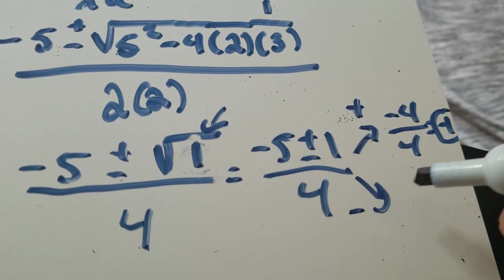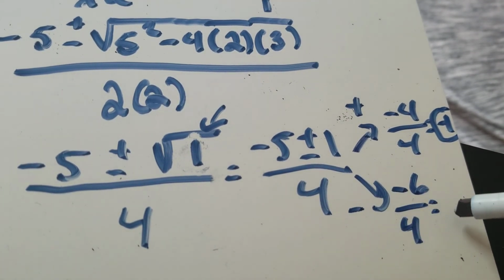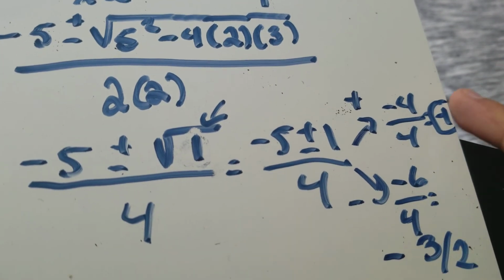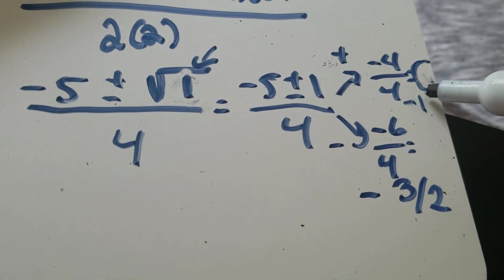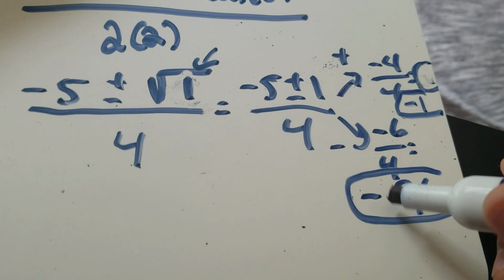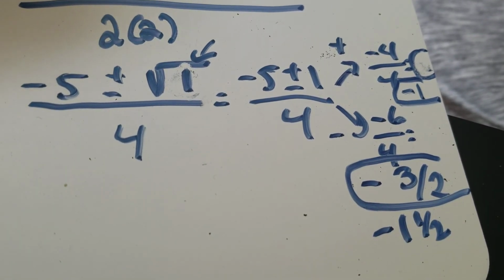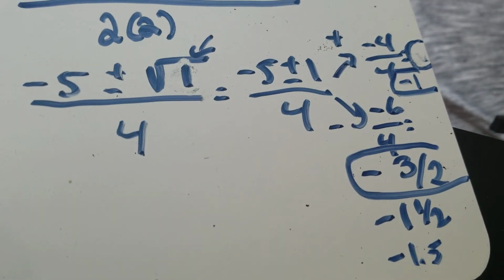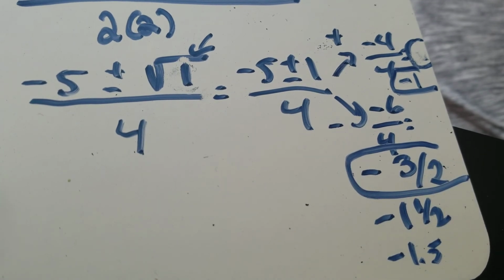So negative 5 minus 1 is negative 6 over 4. So that's negative 3 halves. Okay? So your answers are negative 1 and negative 3 halves. You could also write that as negative 1.5 if you want. I don't really care how you write it. But all those are acceptable ways to write that. So negative 1 and negative 3 halves are your answers.